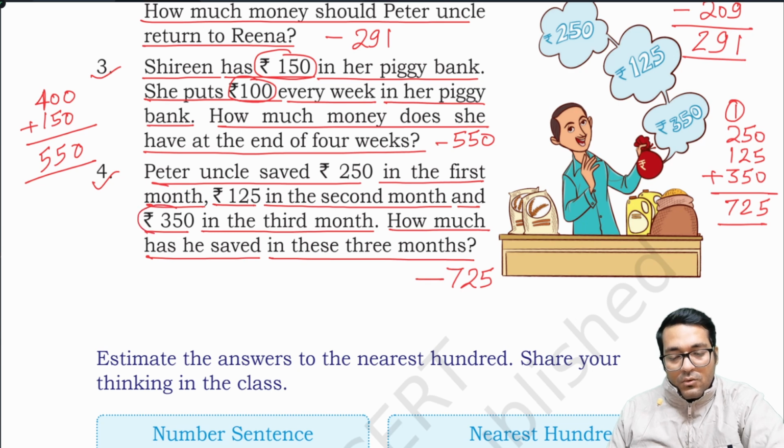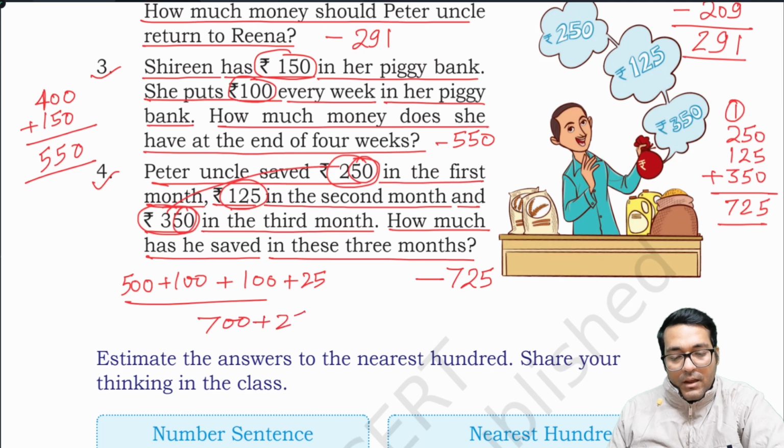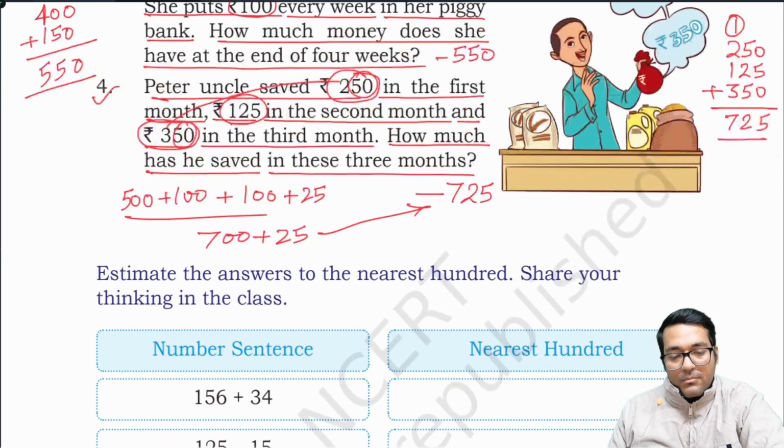You can do it orally. 350 plus 250: 300 and 200 is equal to 500, plus 50 and 50 again, that is 100. Then 125 can be split into 100 plus 25. This means 725. That is equal to 725.